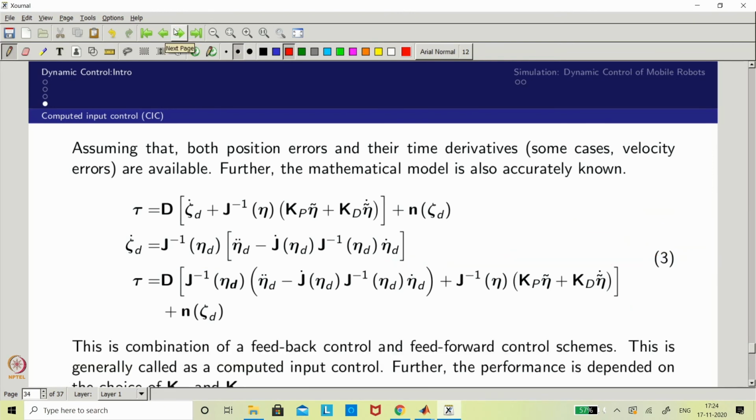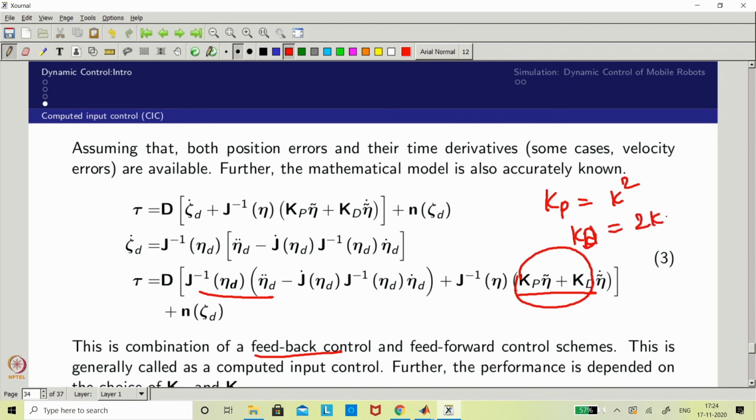So this is a combination of what we are doing. You are taking feedback as well as feed forward. That is why it is called feedback and feed forward combined. So it is computing the input control. Again here the performance is based on the choice of Kp and Kd. Here you can straight away take Kp as what I already mentioned, k squared, and Kd as 2k. In that sense, the performance is critically damped.